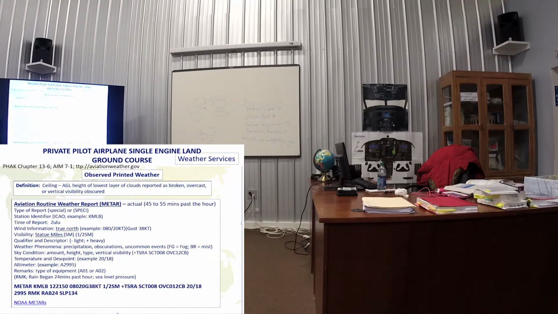Altimeter, 2995, so slightly above standard. Remarks is probably the most difficult because they still throw things in here that I go, what? And I have to look it up. Rain began 24 minutes after the hour. That's kind of a typical one.